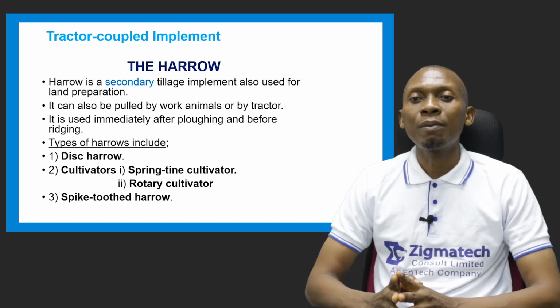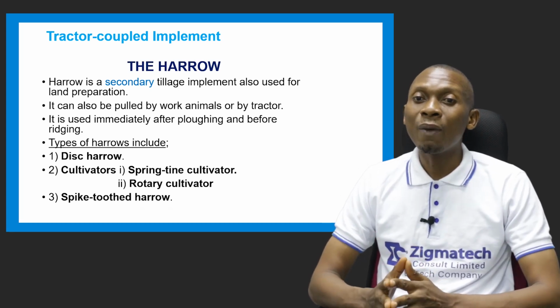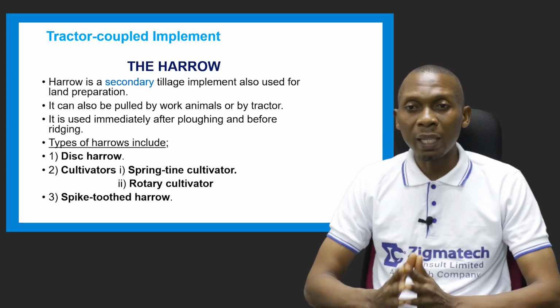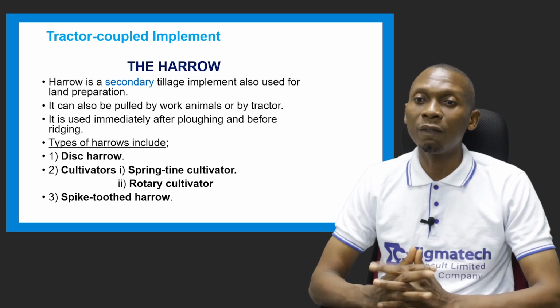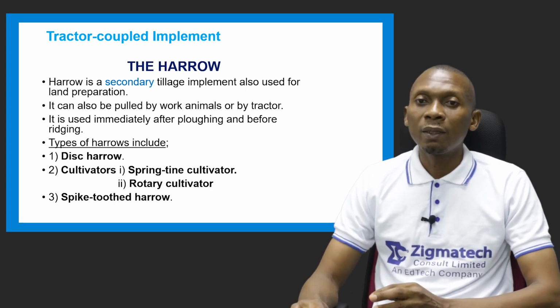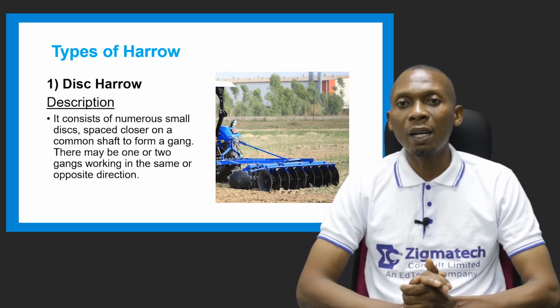Let's get to understand better about the harrow. Now we have different types of harrows. We have the disc harrows, we have the cultivators, and we have the spike-toothed harrow. Now under the cultivators, we have two types. We have the spring-tine cultivator and the rotary cultivator. So let's look at the disc harrow. From the picture there, you can see how a disc harrow looks.